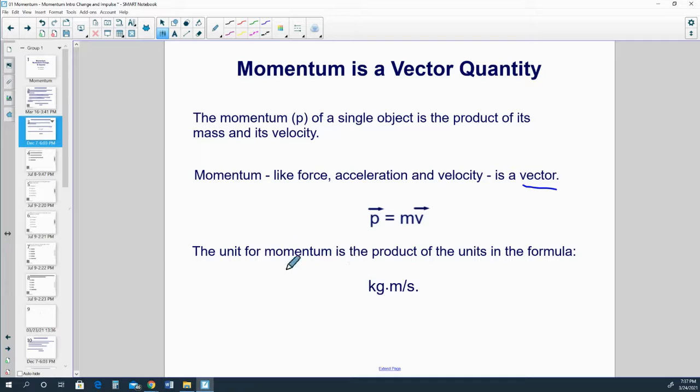Now, the unit for momentum is the product of the units in the formula. There's no specialized unit. For example, with power, we had the watt, and with energy, we had the joule. But here we don't. So it's just the kilogram times meter per second. Kilograms comes from mass, and meters per second comes from velocity. So that is the unit of momentum, kilograms times meter per second.